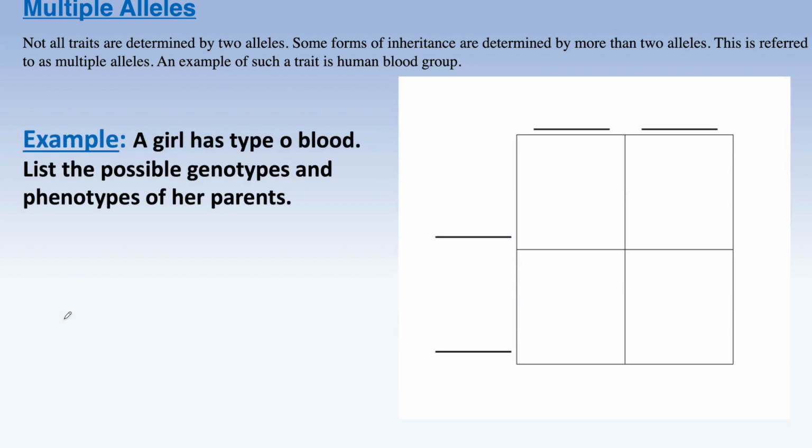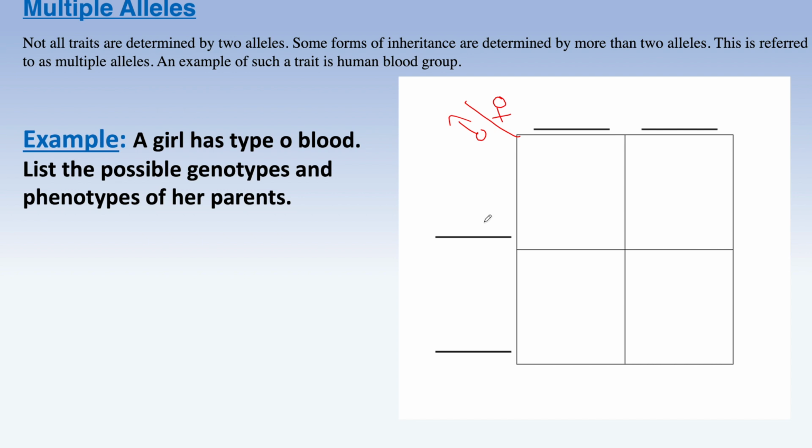Let's go to the example directly. A girl has type O blood. List the possible genotypes and phenotypes of her parents. Using this Punnett square, as usual, let me just put the female on the left side, and let's start doing the work.